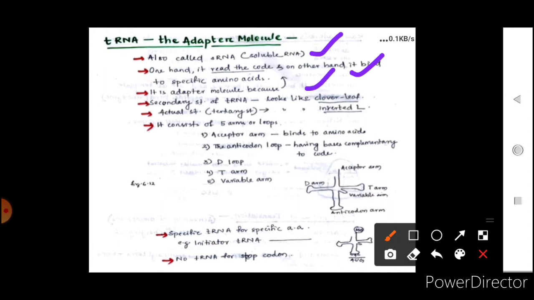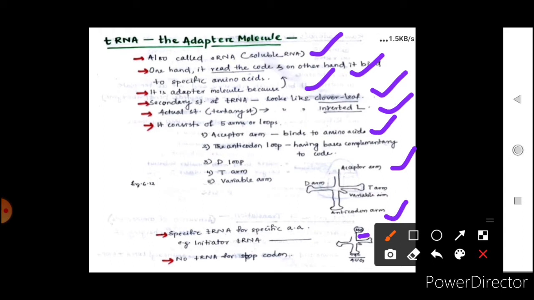Okay. Secondary structure of the tRNA looks like a clover leaf, or you can say that it is an inverted L. Actually, the structure is the inverted L, but it also looks like a clover leaf. It consists of 5 arms or loops. The first is the acceptor arm, which binds to the amino acid. You can see in the diagram, this is the acceptor arm. The second is the anticodon loop, having bases complementary to the code. Okay, the anticodon end, see here.